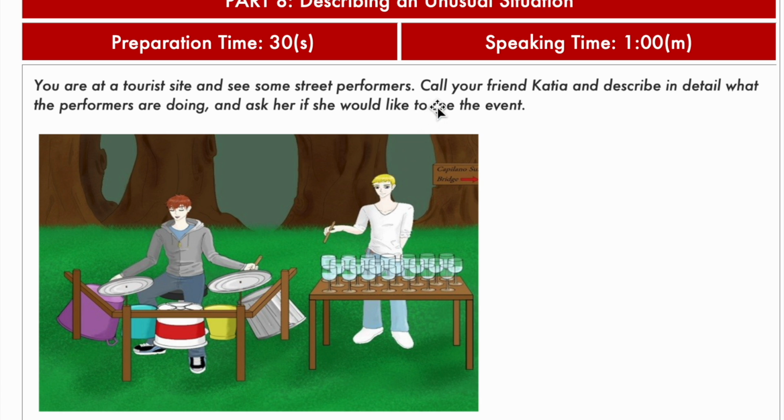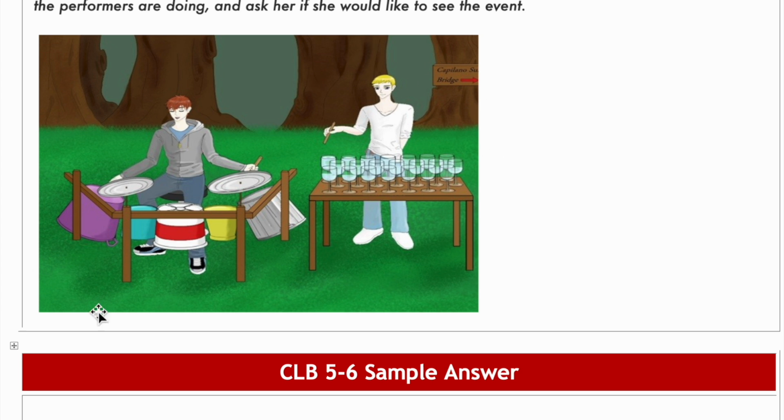And then it says, call your friend Katia and describe in detail what the performers are doing, and ask her if she would like to see the event. So we need to call our friend Katia and describe what these men are doing, okay? And ask her if she would like to see the event. So we need to do that in order.